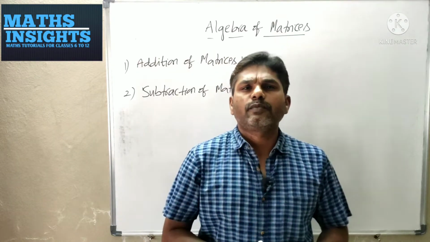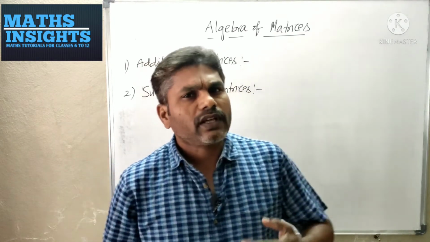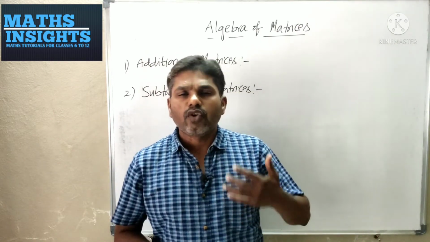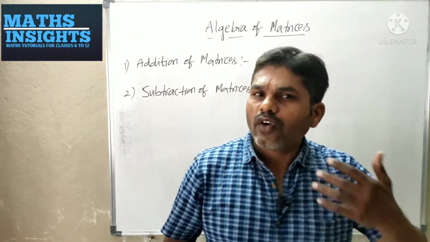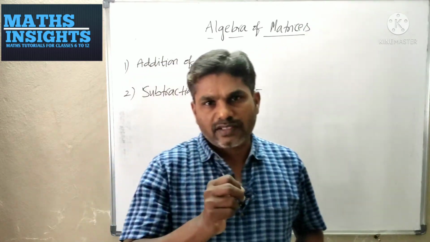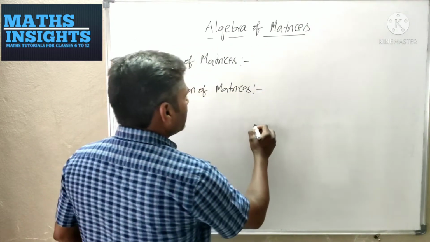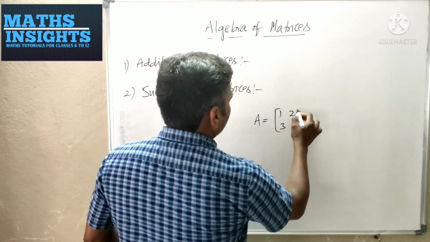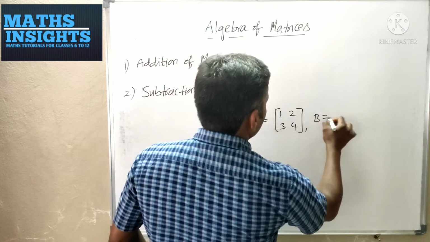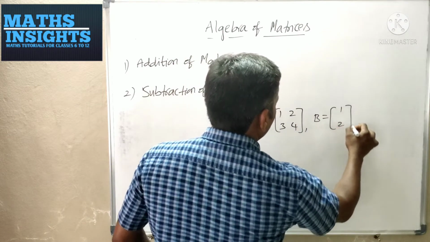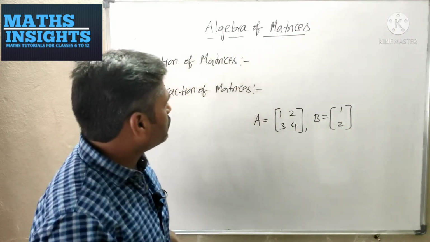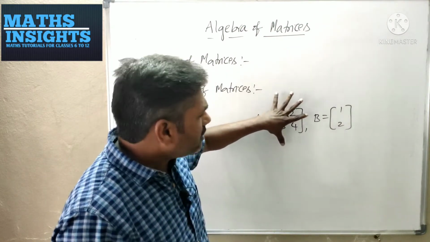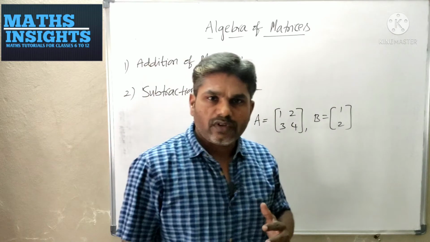I am asking a simple question to you: can you add any matrices? No, you cannot add any two given matrices. Suppose I am taking A equals [1, 2; 3, 4] and P equals [1, 2]. You cannot add these two matrices. Why? Because the orders of these two matrices are not equal.